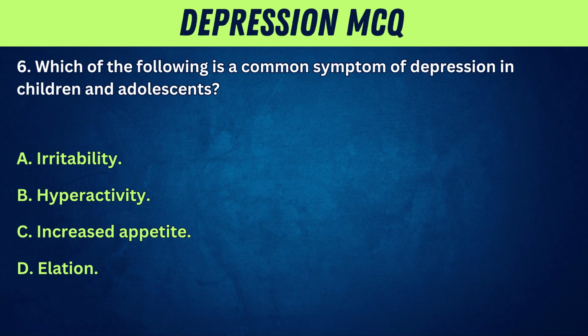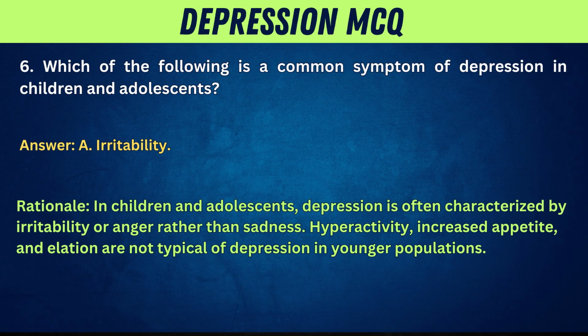6. Which of the following is a common symptom of depression in children and adolescents? A. Irritability. B. Hyperactivity. C. Increased appetite. D. Elation. Answer: A. Irritability. Rationale: in children and adolescents, depression is often characterized by irritability or anger rather than sadness. Hyperactivity, increased appetite, and elation are not typical of depression in younger populations.